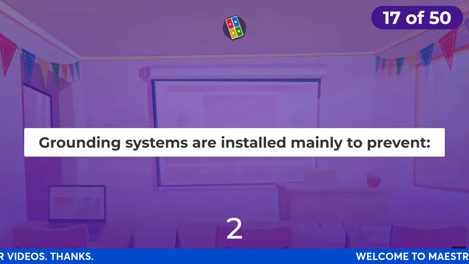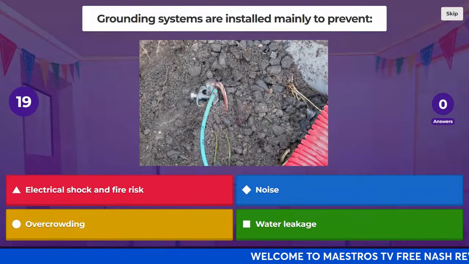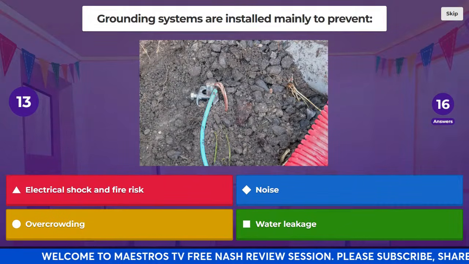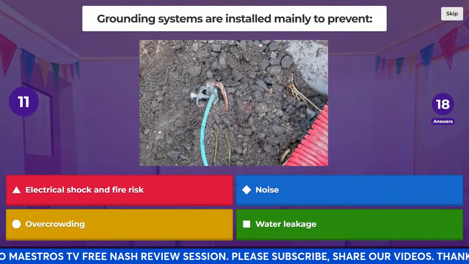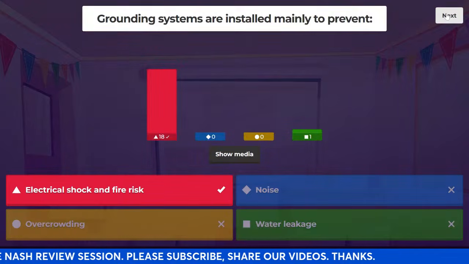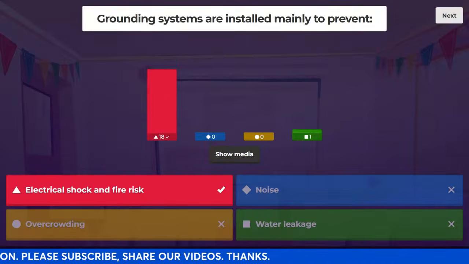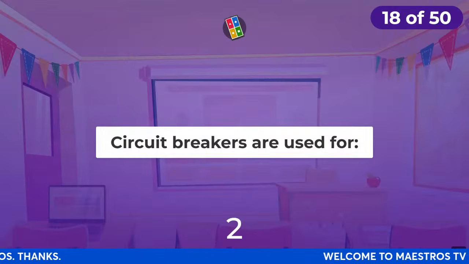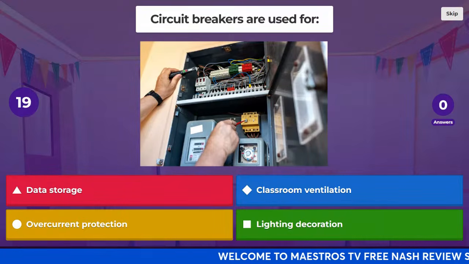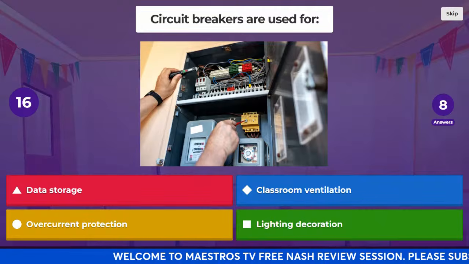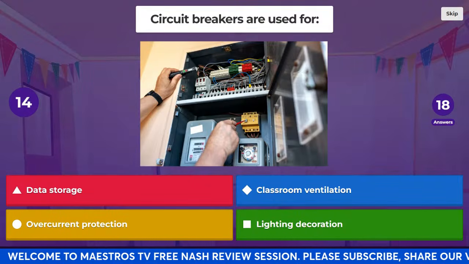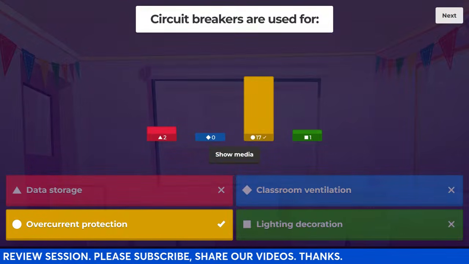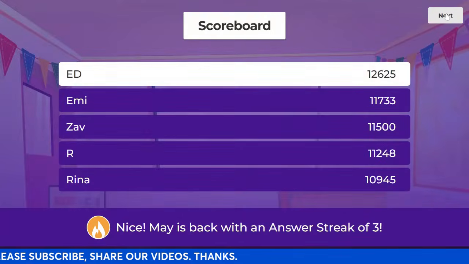Grounding systems are installed mainly to prevent electrical shock and fire risk is the answer. Ed, Emmy, Zav, R, and Rina, same on the lead. Next, circuit breakers are used for overcurrent protection. Overcurrent.